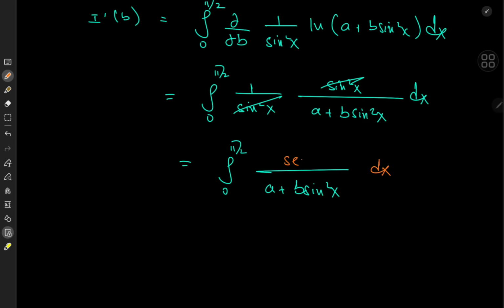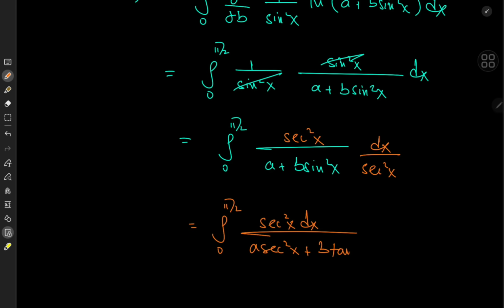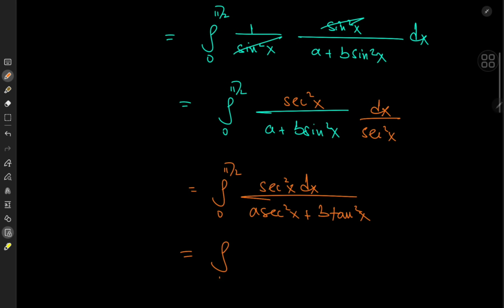And what I'd like to do is introduce secant squared x upstairs and downstairs, the classic mathematician's trick of multiplying by 1. And the reason for that is I now have the integral from 0 to pi over 2 of secant squared x dx divided by a times secant squared x plus b sine squared x times secant squared x. What's sine times secant? That's sine over cosine, which is tangent, so I have tangent squared x. And of course, the secant squared in the denominator can be expanded further as 1 plus tangent squared. So we have secant squared x dx over a plus a times tangent squared.